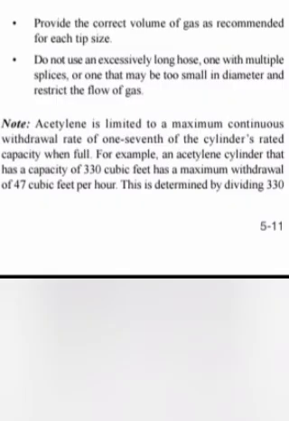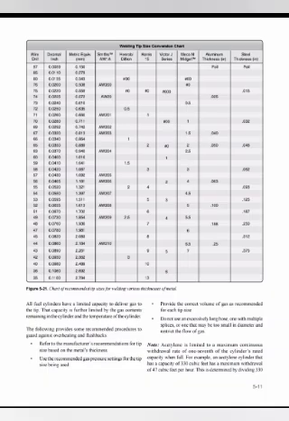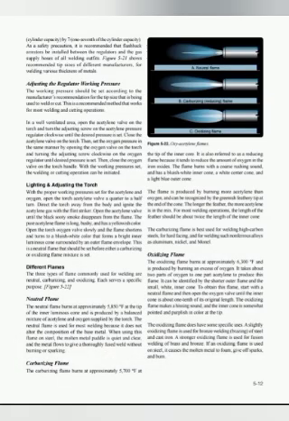Note, acetylene is limited to a maximum continuous withdrawal rate of 1/7 of the cylinder's rated capacity when full. For example, an acetylene cylinder that has a capacity of 330 cubic feet has a maximum withdrawal of 47 cubic feet per hour. This is determined by dividing 330 by 7.